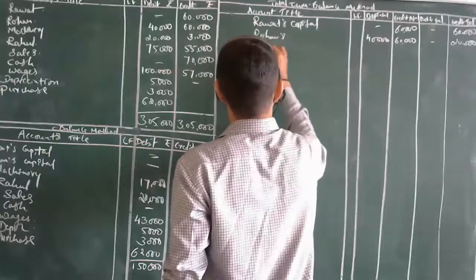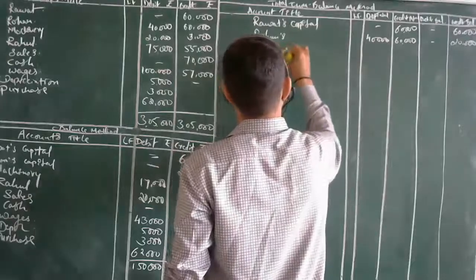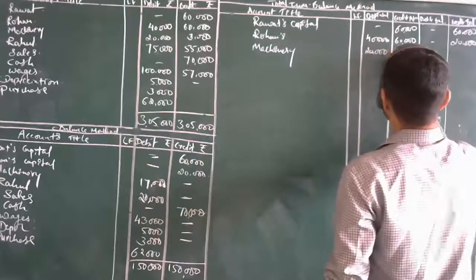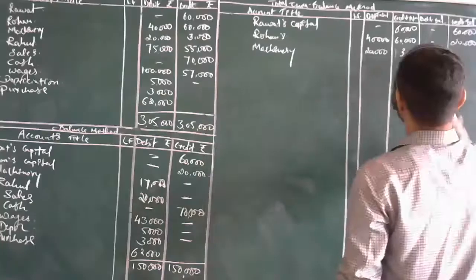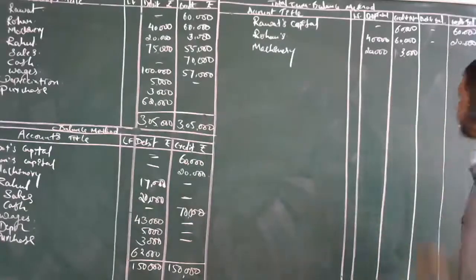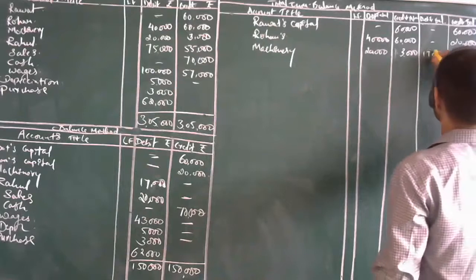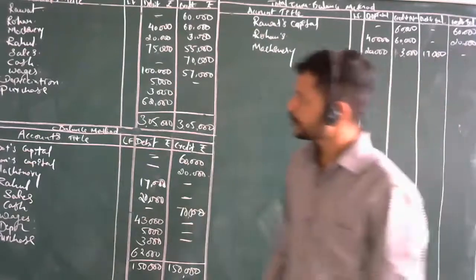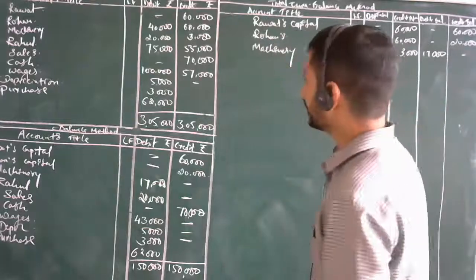Next, machinery. 20,000 is debited, then 3,000 is credited. So down, 17,000 debited. Done. Machinery got completed.